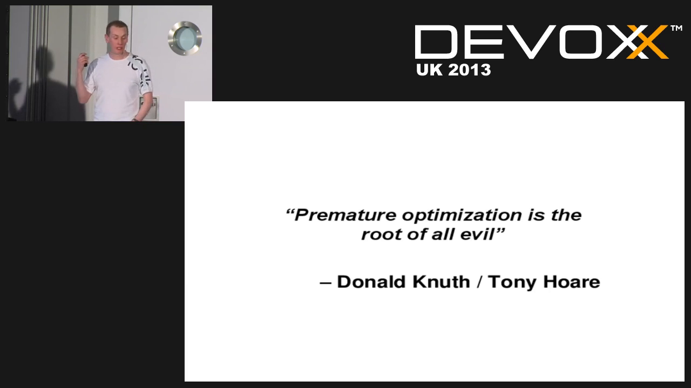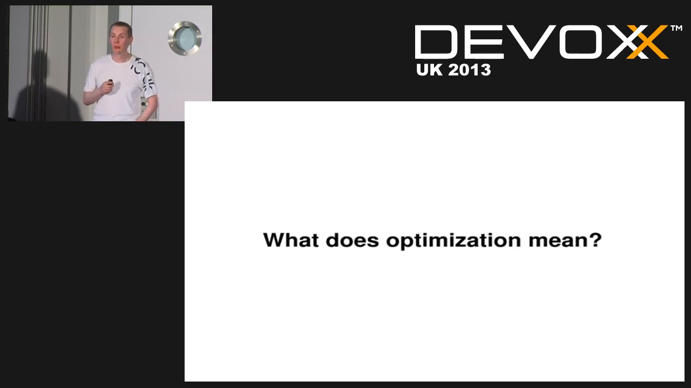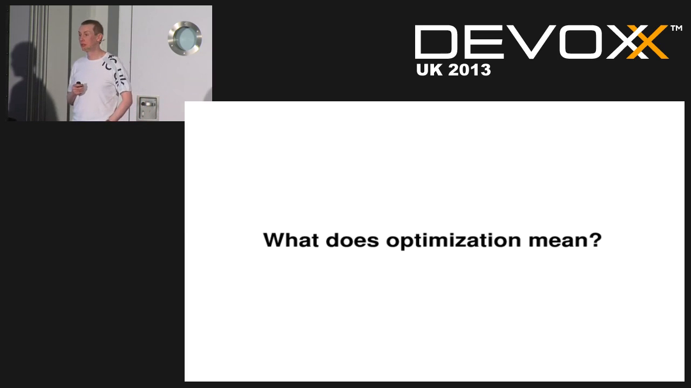But it's kind of interesting, this premature optimization, what does it actually mean? And I think people use some of these terms as cop-outs. So I said, what does optimization mean? To me, it means you are specializing for a given case. You're going to give up some flexibility. That's really what optimization comes down to.